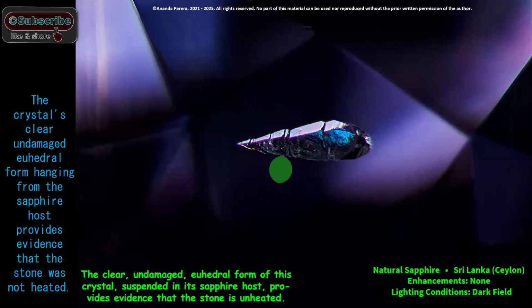Another one. The lighting condition here is dark field illumination, and the Sri Lankan sapphire negative crystal is here. Very nice picture. The crystal's clear, damaged euhedral form hanging from the sapphire host provides evidence that the stone was not heated. It is a natural stone.